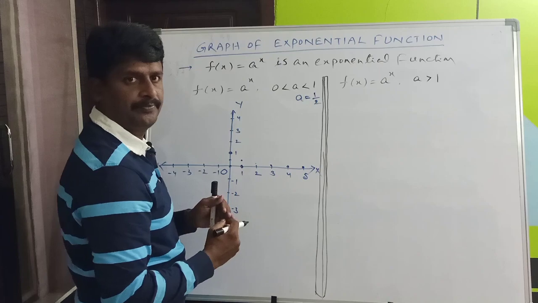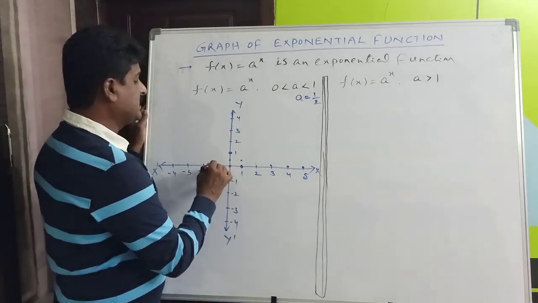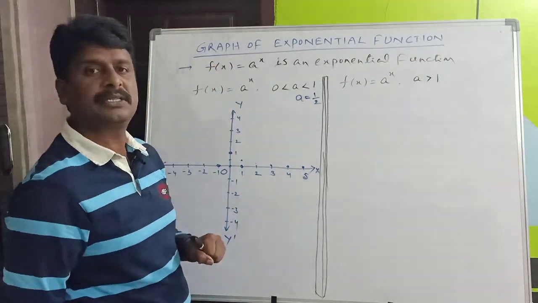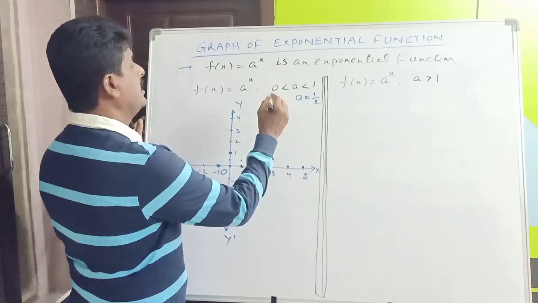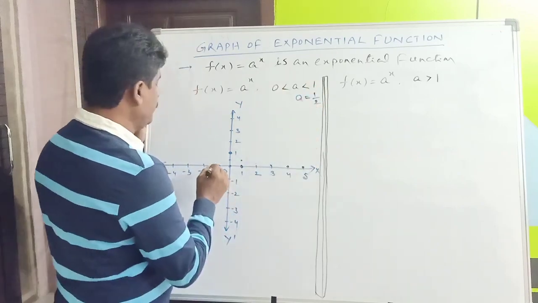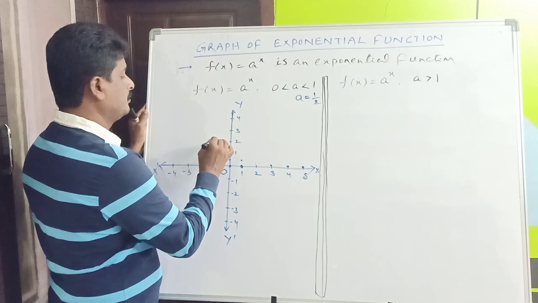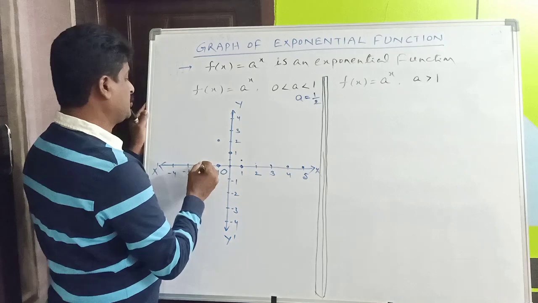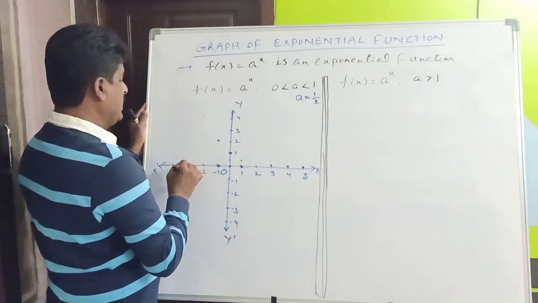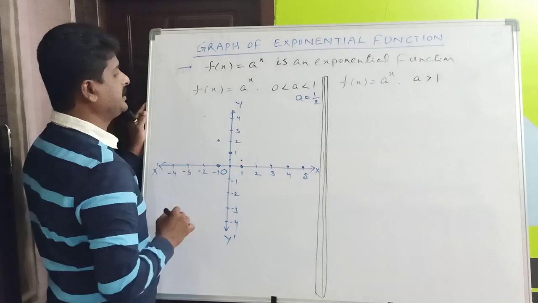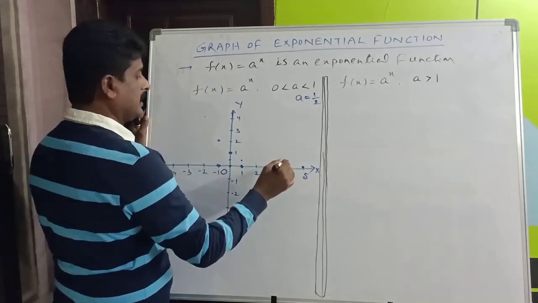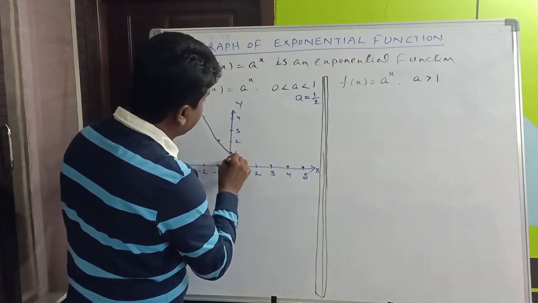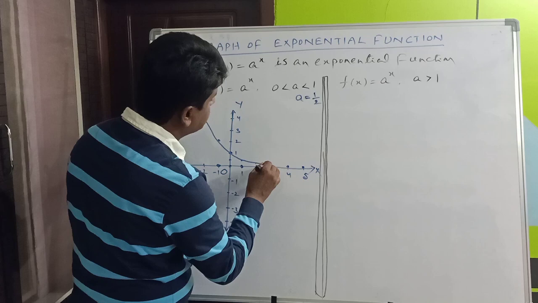It is coming down. And you see, for x equal to minus 1, it is a power minus 1, which is 1 by 2 whole to the power of minus 1, and its value is 2. For x equal to minus 2, 1 by 2 whole to the power of minus 2 becomes 4. For x equal to minus 3, it goes to 8. Now, the graph of an exponential function in this case will be like this.